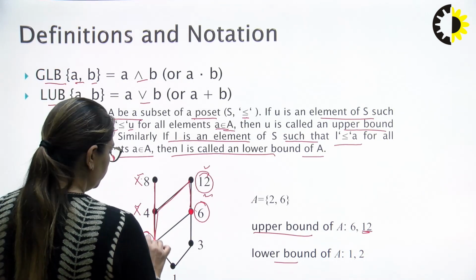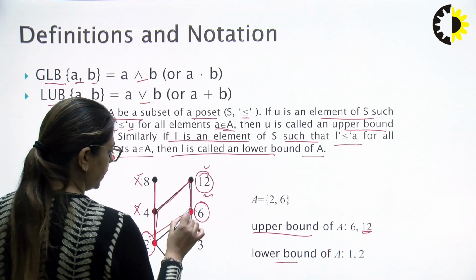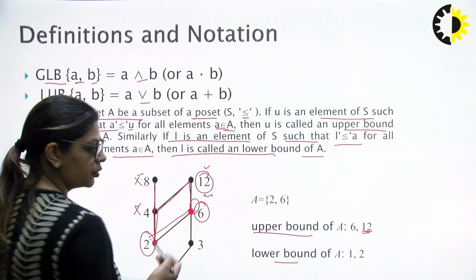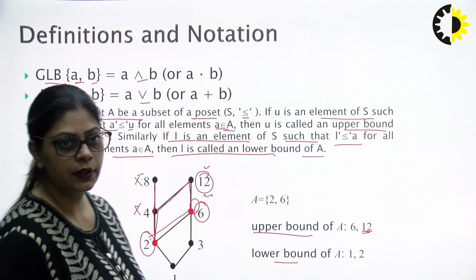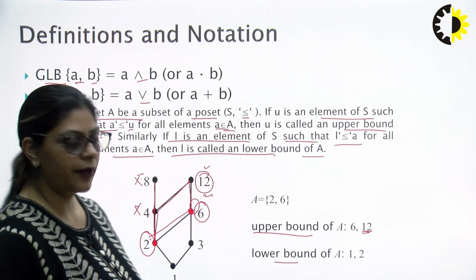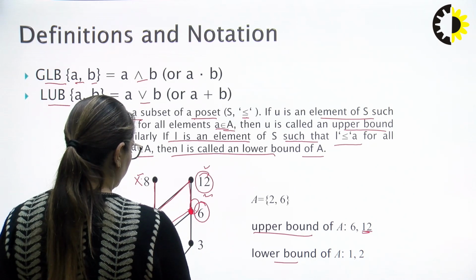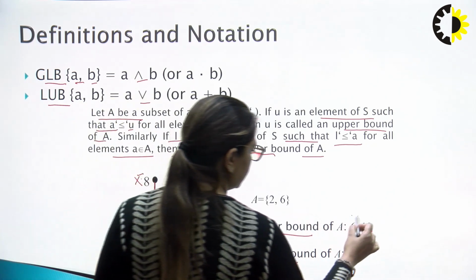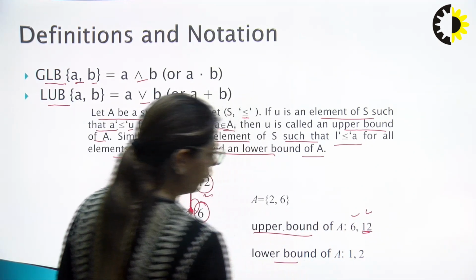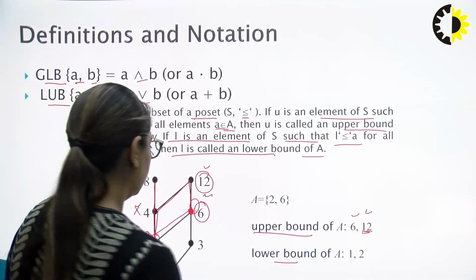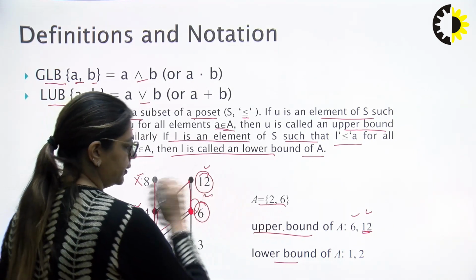Now from 2 there is a path to 6 and 6 is related to 6. There is always a path between the same element as the reflexive property is there. So in that case, for 2 and 6, 6 and 12 are the upper bounds of these two elements, 2 and 6.